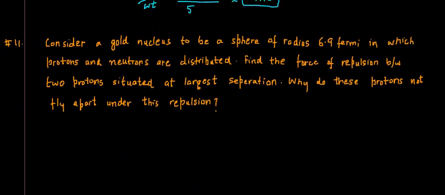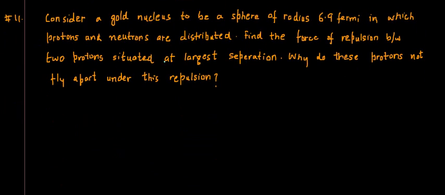Okay, next we have the 11th question. Consider a gold nucleus to be a sphere of radius 6.9 Fermi. We have a gold nucleus. We consider this to be a sphere of radius 6.9 Fermi in which protons and neutrons are distributed. Find the force of repulsion between two protons situated at the largest separation. So you may assume this is one proton. Largest separation means they are separated by a distance equal to the diameter of this nucleus. This is the gold nucleus.